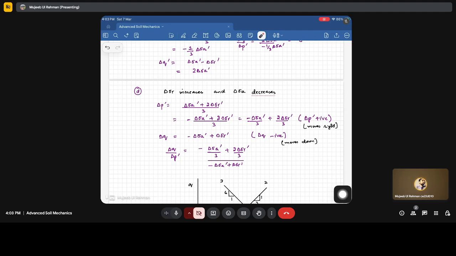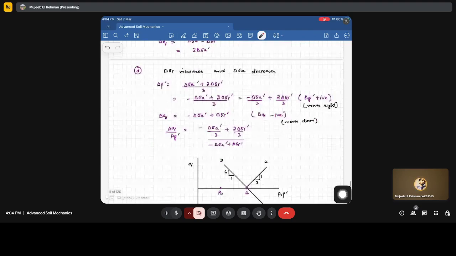Now you can see this is negative, correct? The minus delta sigma a will be increasing. Fine. So this term will be negative, and this term will be positive, since delta sigma r is increasing and it is increasing two-fold compared to this. Fine. So this term will be positive and this term delta q will be negative. So what will be the slope of this line? Given by minus delta sigma a dash divided by 3 plus 2 delta sigma r dash divided by 3, divided by minus delta sigma a plus delta sigma r dash.